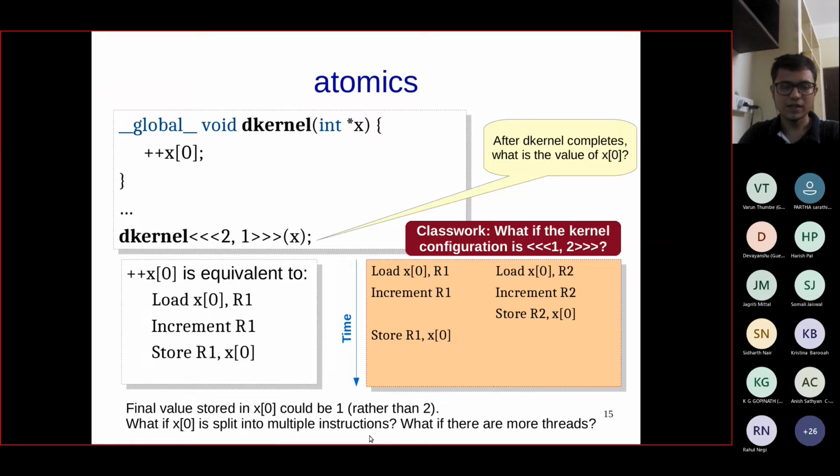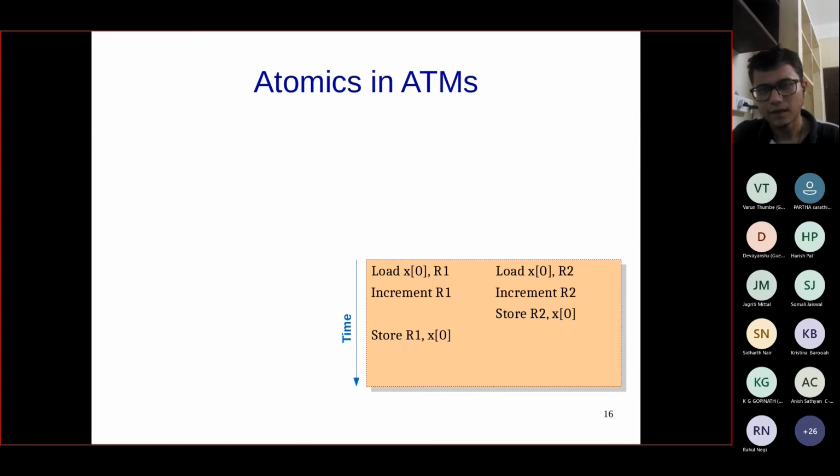So if that split is happening, then what can be the possible values that can be stored in the x? Please try that as homework so that you can learn how the different execution patterns can occur. Okay, so with this, let's move on to the next slide.